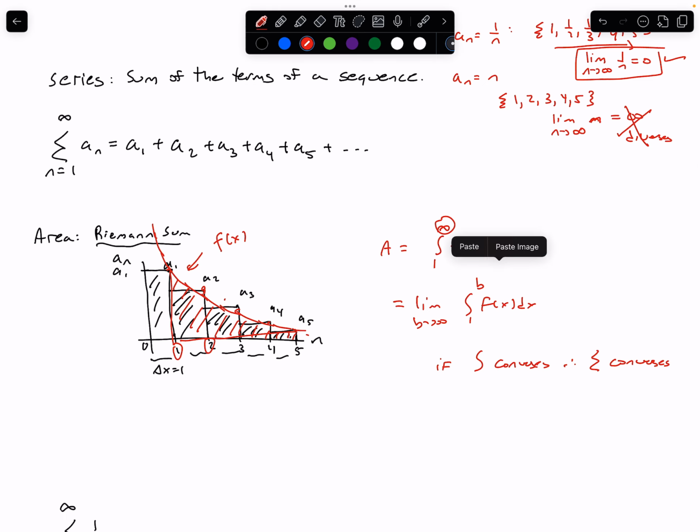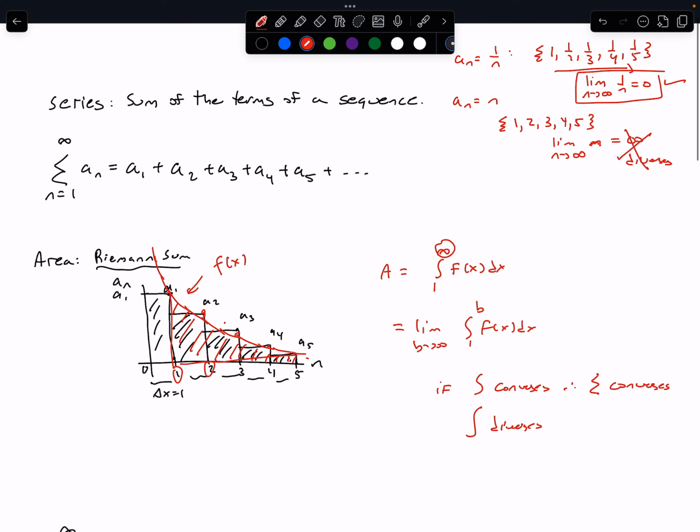Likewise, what happens if the integral diverges? Well, let's think about this. If the integral goes on forever, if the area of the integral seems to grow forever, that means I'm always adding more rectangles as well. I can add more rectangles, so therefore we can say that the series will also diverge.